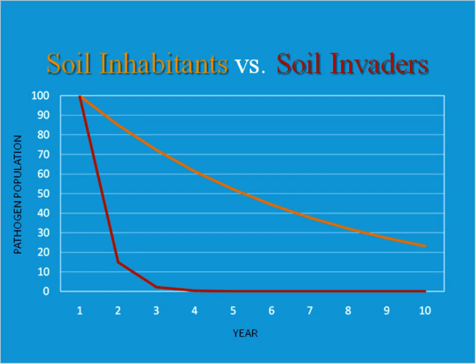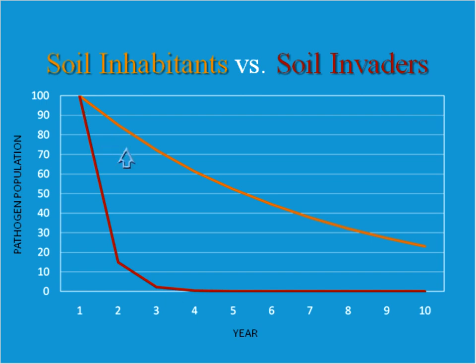In plant pathology, we like to talk about soil inhabitants as different from soil invaders. Now, this is just an illustration. It's not actually based on numbers or data, but to give you the idea, the soil invaders are the ones which would, when the host is gone, very quickly die off. So after a couple of years, the population crashes in the soil, and you're safe to replant again. That is a situation where rotation is an effective strategy for dealing with a disease.